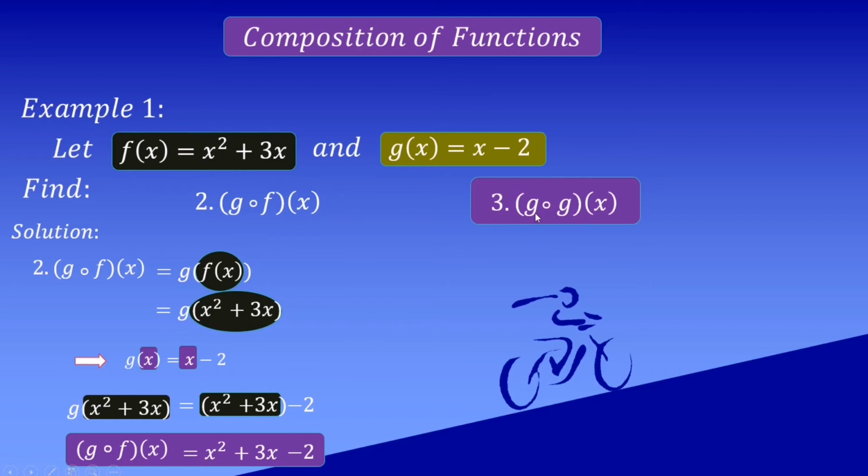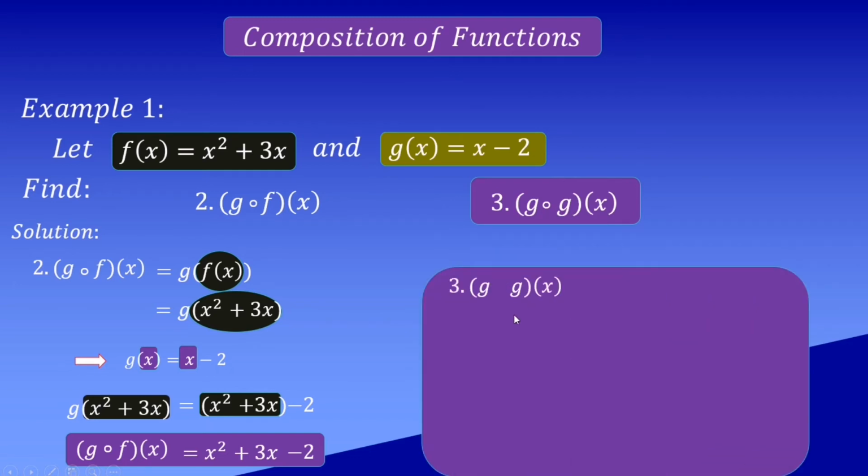Okay, so for number 3, we have the composition of g and g of x. This notation is equivalent to g quantity of g of x. So our g of x is in the domain of g, but the value of g of x is given in our functions, that is g of x is x minus 2. So our x minus 2 is in the domain of g.